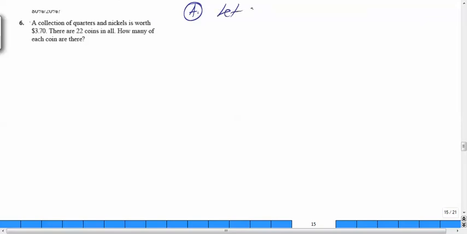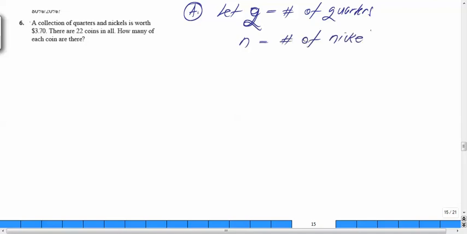Let Q be the number of quarters, and let N be the number of nickels. If you want to use X and Y, you'll be fine. What do we know? Well, I know that the number of quarters plus the number of nickels is 22. What else do we know? Together they make $3.70, right?